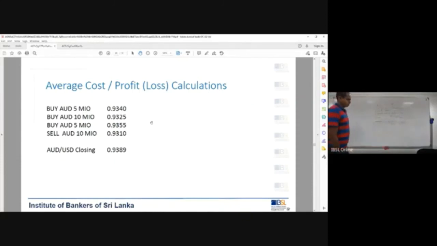Next example. Average cost of profit or loss calculation. First one is you're buying 5 million Aussie dollars at 93.40. You buy 10 million dollars at 93.25. You buy 5 million at 93.55, and finally sell 10 million dollars at 93.10. Closing Aussie dollar US is 93.89. So what is your profit or loss?